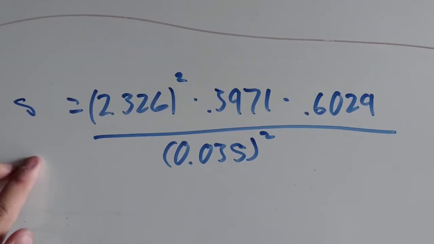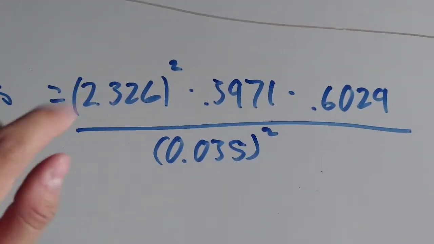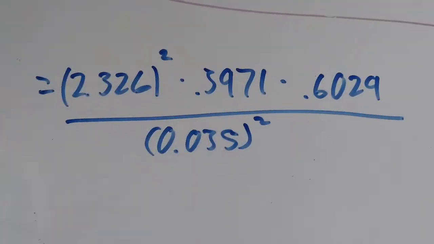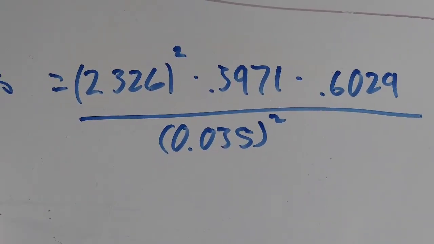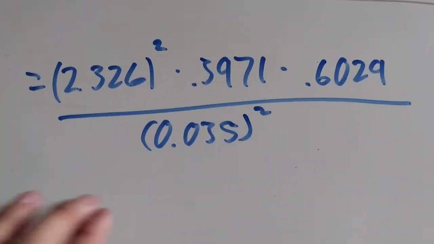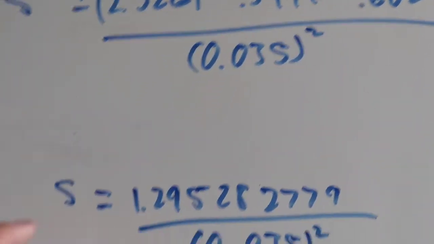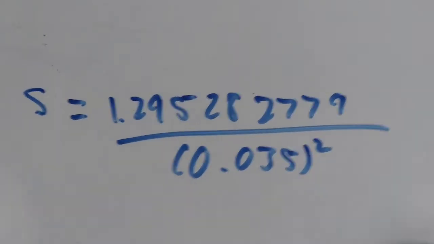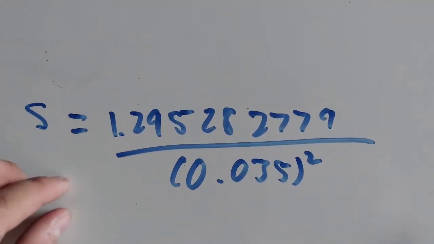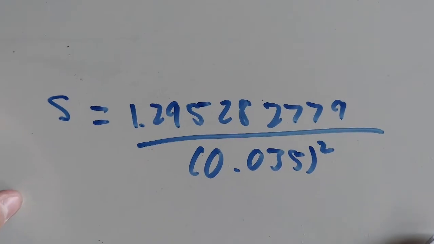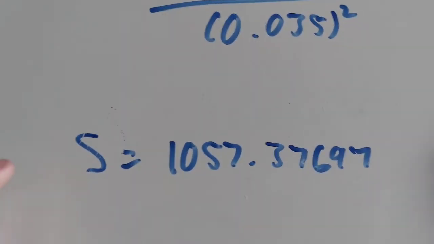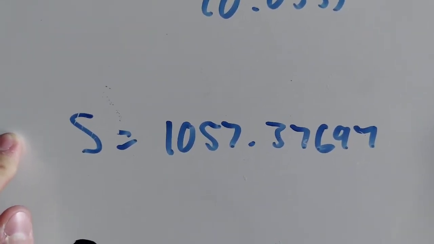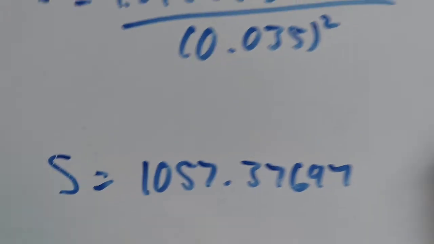S is equal to 2.326 squared times 0.3971 times 0.6029 divided by 0.035 squared. So I'm going to do the top part in one fell swoop. And that's going to give me 1.295282779 divided by 0.035 squared. Once I do both of these in one fell swoop, it's going to give me S, the sample, is equal to 1057.37697.